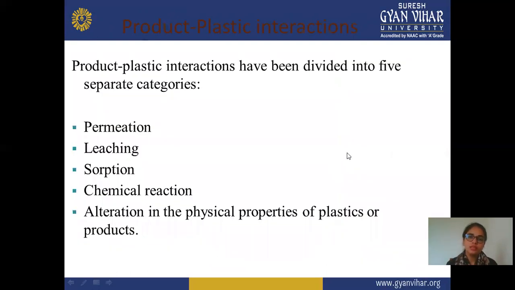In plastic formulations, the interactions between plastic and product are divided into separate categories: permeation, leaching, sorption, chemical reaction, and alteration in physical property of the plastic and product. So these are some of the interactions that we observe in plastic. The product may permeate out through the plastic container as well as leach out through it, and sorption of the formulation onto the plastic is observed, along with chemical reaction with the plastic and alteration of physical property of the plastic as well as the product. This means both plastic property and formulation property get changed when you use the plastic material.